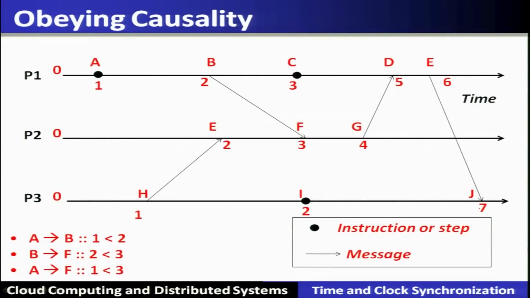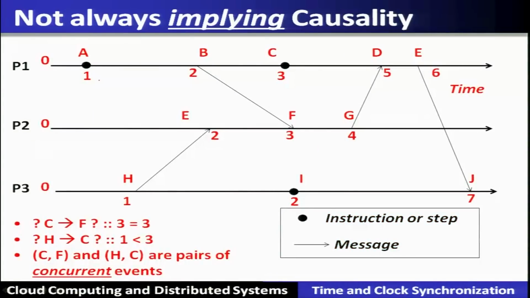So, all these we have already explained, and they are obeying the causal properties. For example, A has happened before B, so the time stamp is also less in case of A. B has happened before F, so the time of B is less than F. A has happened before F, so the time stamp of A is less than F. Now, we have seen the example of events which are causally related, and they follow Lamport's logical clock, but not all events are causally related. That means causality does not always hold among all the events, that is why it follows the partial order relation.